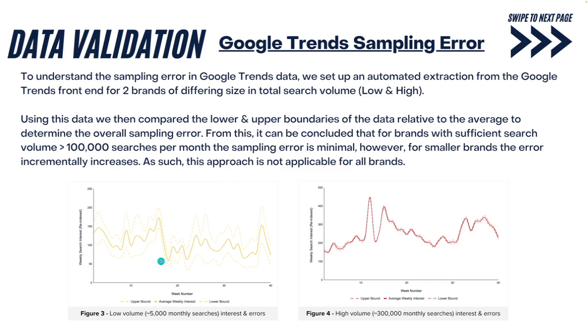On the left-hand side chart here, we see that the bounds of error relative to the average are much, much greater than for a high volume brand. From this, I think it can be concluded that share of search is only going to be applicable from a sampling perspective for higher monthly searches. So for brands that have significantly less monthly searches than, say, 100,000, we probably won't recommend this as an approach that we can even explore. It's more for brands that have a minimum total search volume where we can start to think about share of search and leverage it.